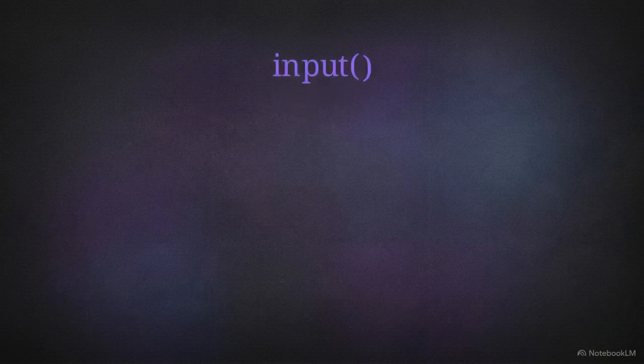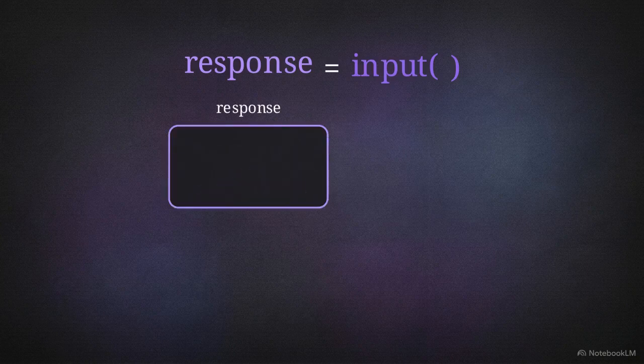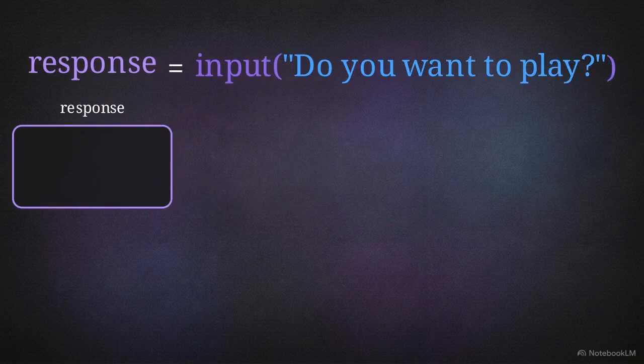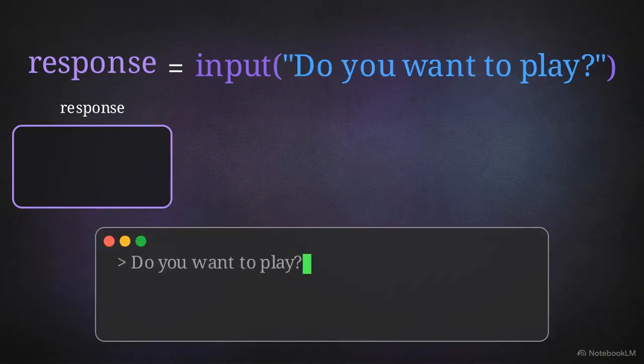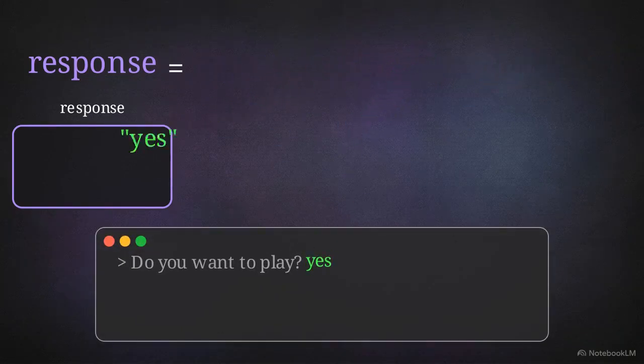Before the game can react to a player, it needs a way to listen to them. We use the Python input function to do this. It waits for the user to type something, storing that text inside a variable container. We place our question, "Do you want to play?" inside the function, letting the player know the game is ready.